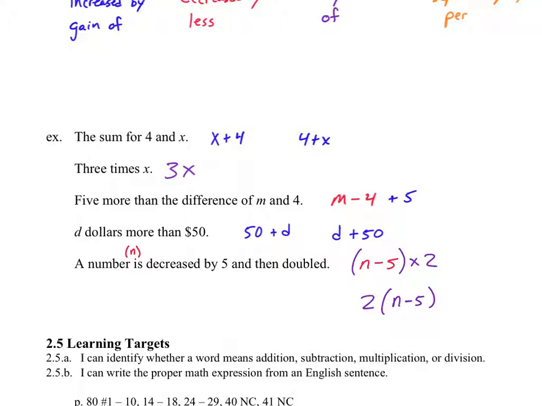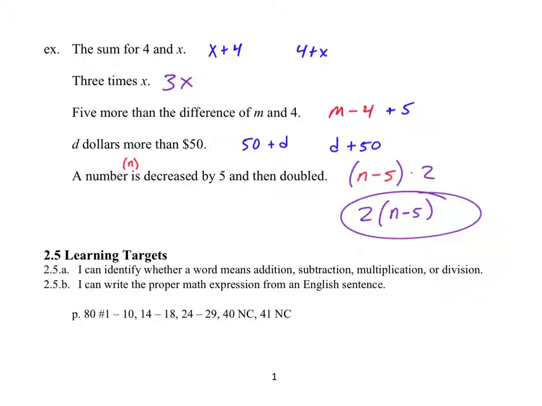Or I suppose I'd feel a little bit more comfortable if we just had the multiplication dot there. Or you could just leave nothing between the parentheses and the 2. But anyway, something like one of those. But you need to have the parentheses because you need to first do the decreased and then double it. The parentheses make it do order of operations correctly.